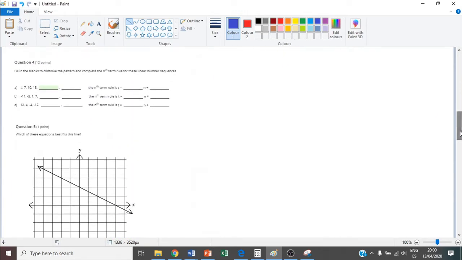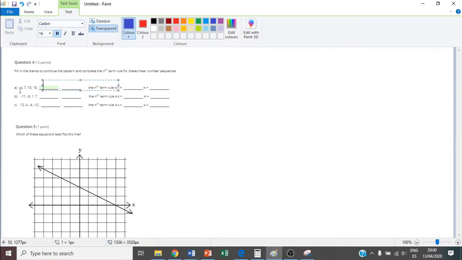On to question number 4. Okay, this should be a nice, quick, easy one. At least filling in the next 2 terms, that wasn't a problem. It was figuring out the rule, and generally you could find the common difference, but finding the adjustment was the difficulty. So let's see if I can help explain this to you a little bit better.